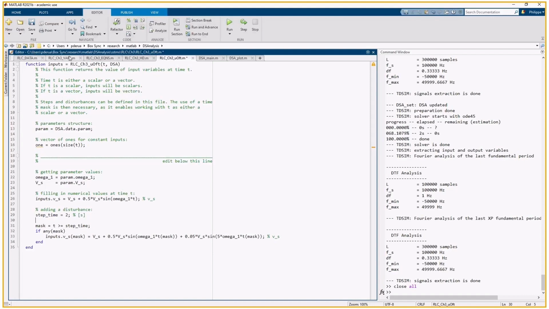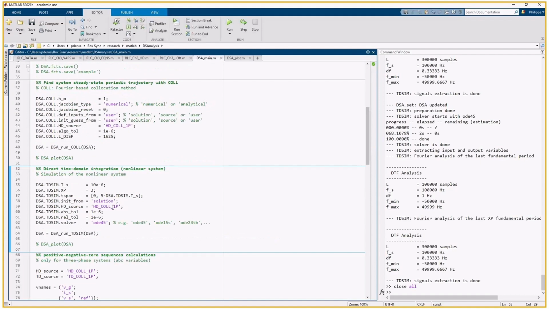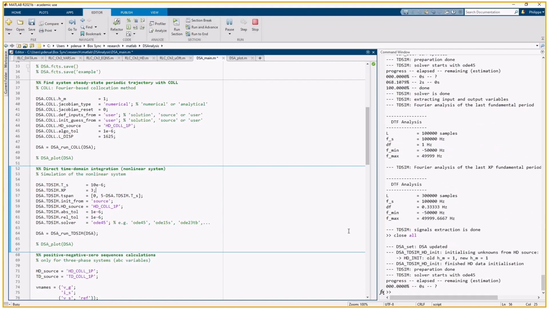If we do this, let's restart the time domain simulation. I will start from the source. I will use the results of the collocation method to describe a periodic trajectory, and I will say that the initial point should be on this particular trajectory. This means that the time domain simulation will start directly in steady state, but after 2 seconds, it will start to have an additional disturbance. This is something we can see by running the simulation.